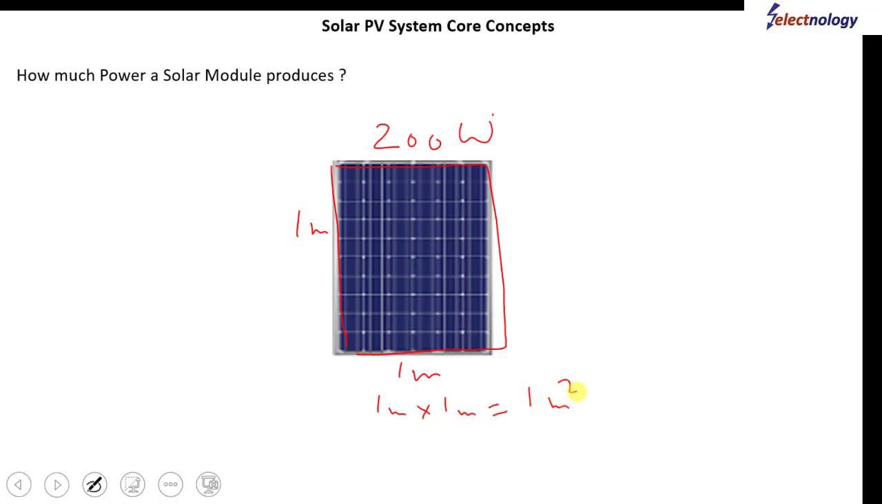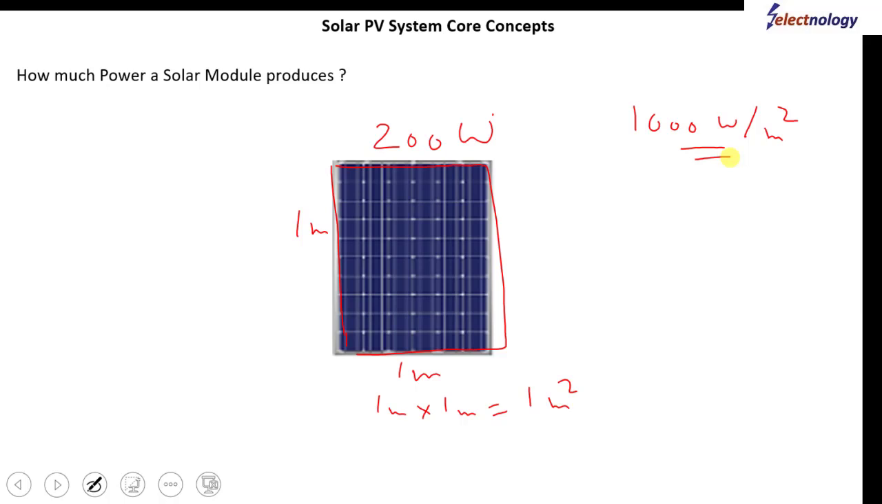Now this 200 watt solar panel means that it shall produce 200 watts as long as the solar energy being received is 1000 watt per meter square. This is the condition. If the solar energy changes, if it is 800, obviously this panel or module shall not produce 200 watts.